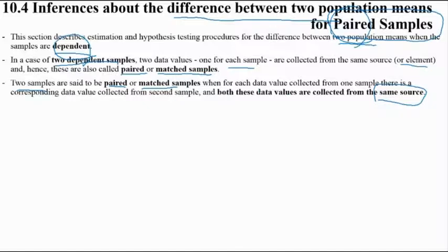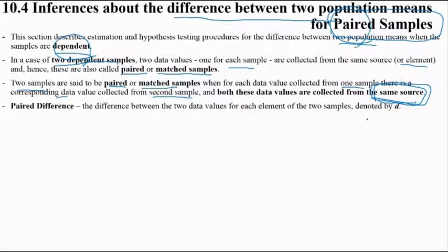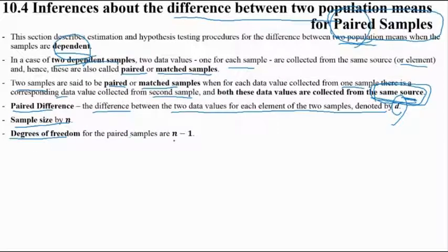Each data value collected from the first sample has a corresponding value in the second sample, which means the same source, the same condition. The paired difference between the two data values from each element in the two samples is denoted D. They come from the same place. The sample size is n, and the degrees of freedom are n minus 1.